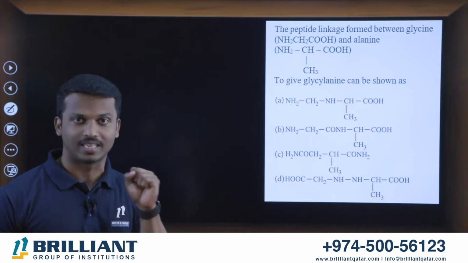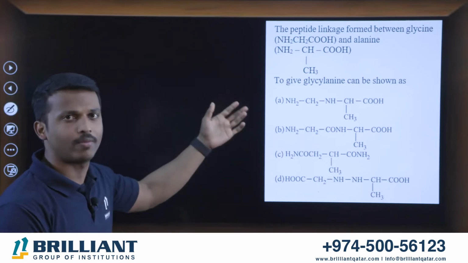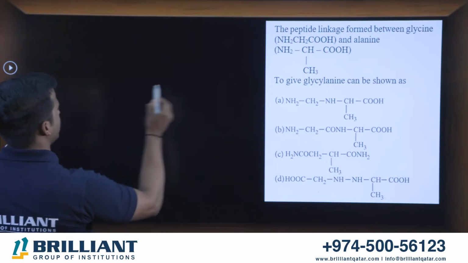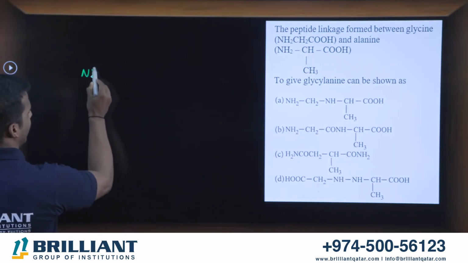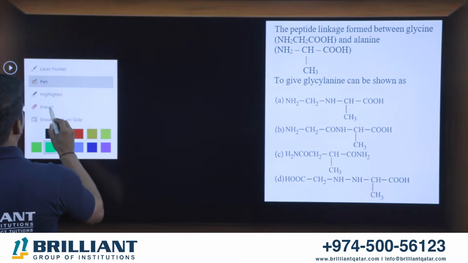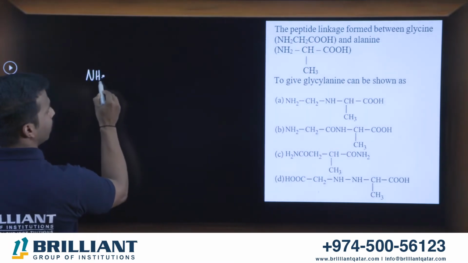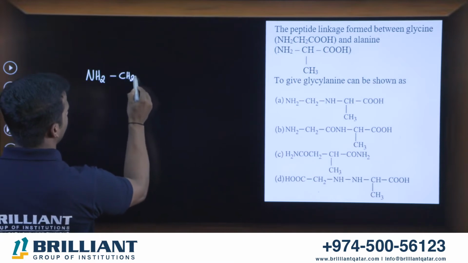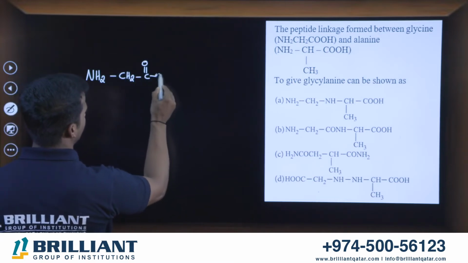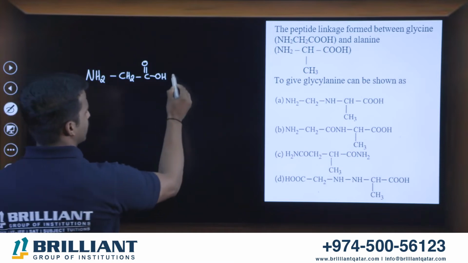The first amino acids, glycine and alanine. Already they have given the structure. Okay, so let me write the structure of glycine first of all. Let me take the NH2 group, CH2 group, and we have the COOH group. Plus, this is glycine.